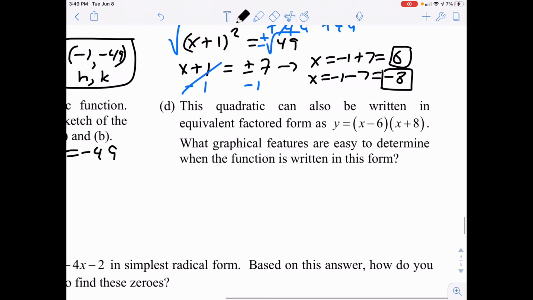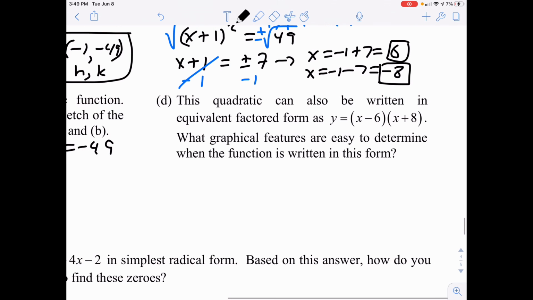Letter D. This quadratic can also be written as an equivalent factored form of y is equal to quantity x minus 6 times the quantity x plus 8. What graphical features are easy to determine when the function is written in this form? Well, what's easy to tell? The zeros. The zeros are easy to find.